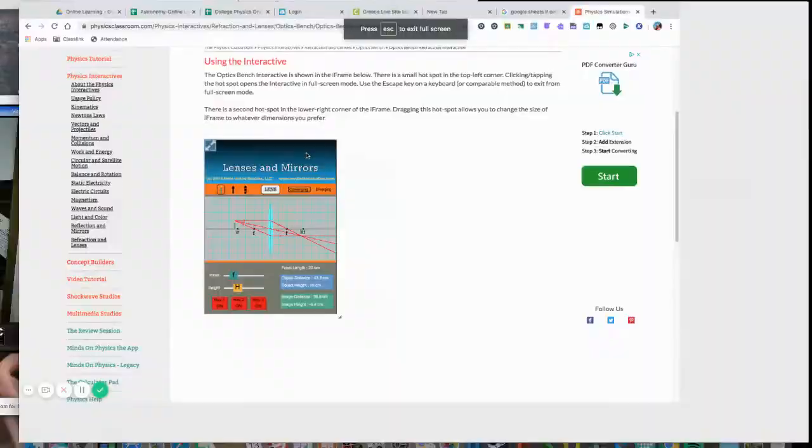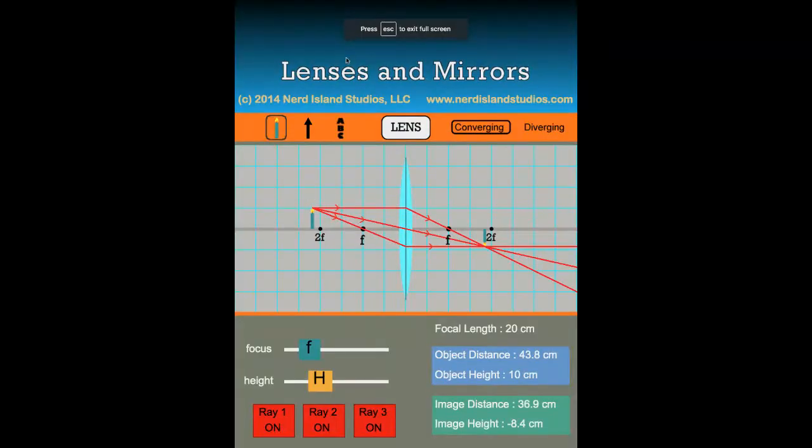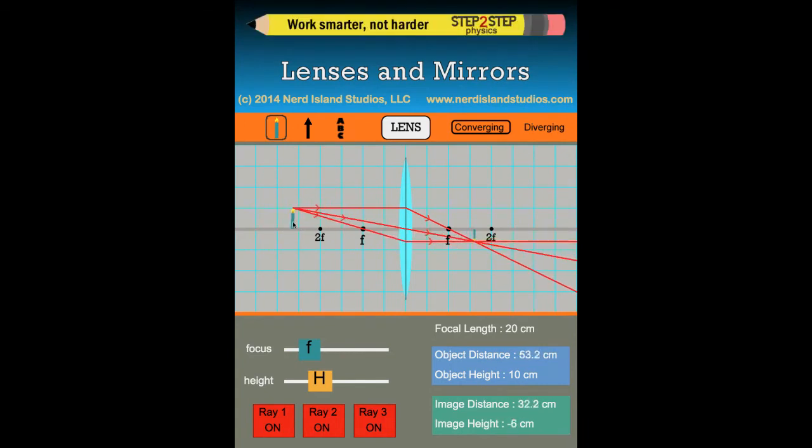Now, I found a website that illustrates this really well, and I'll put a link to it. But here is my object. It's a candle. And right now it's beyond 2F. And you'll see that no matter where I move it beyond 2F, the image is between F and 2F. It's real because the rays of light get there, and it's inverted and it shrunk.